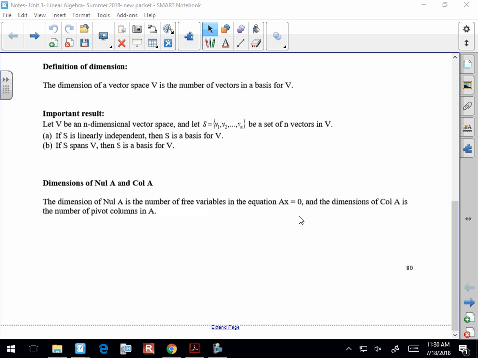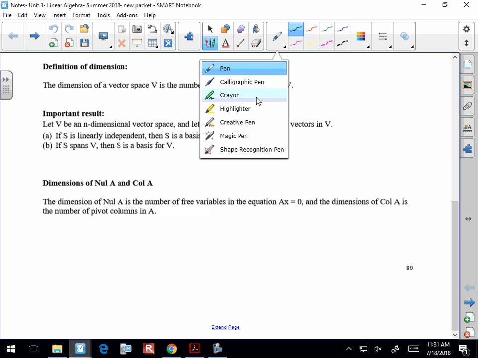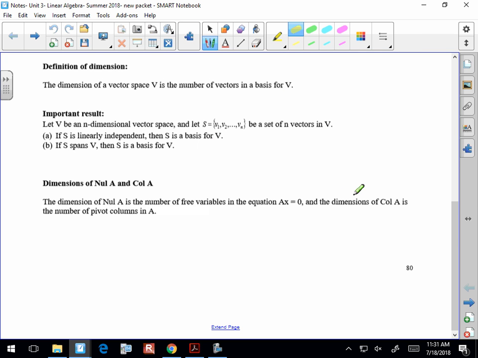Dimensions of Nul A and Col A, the null space of A and the column space of A. The dimension of the null space is the number of free variables in the equation, and the dimension of the column space is the number of pivot columns in A. So when we're talking about the dimension of the column space of A, we're talking about the number of vectors that make up the basis.